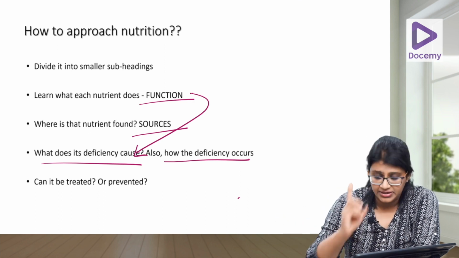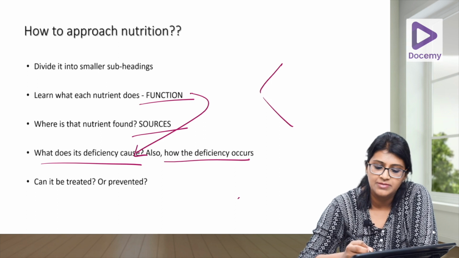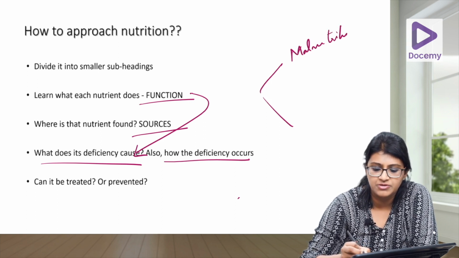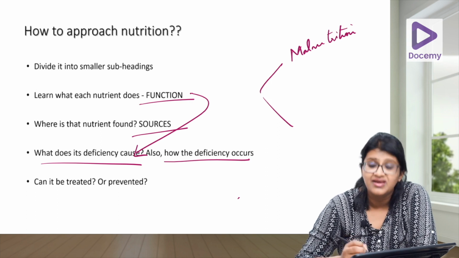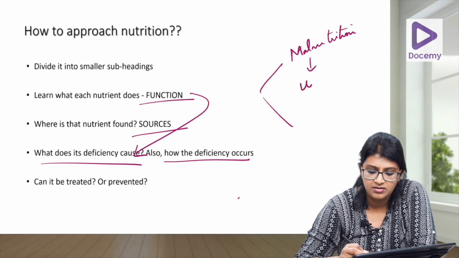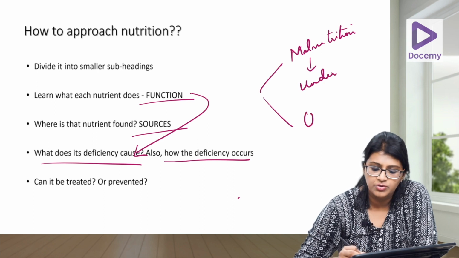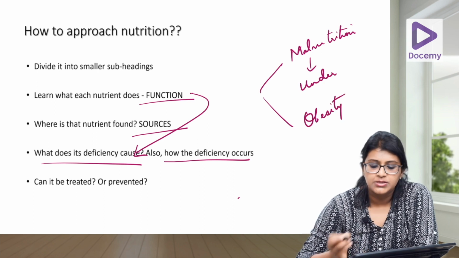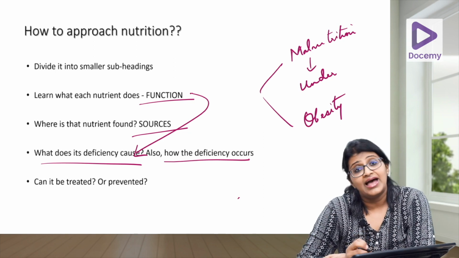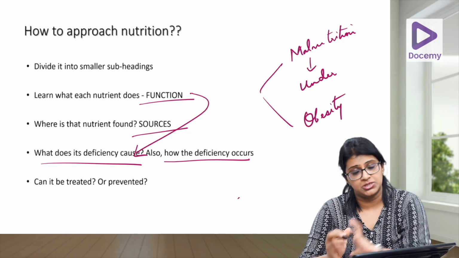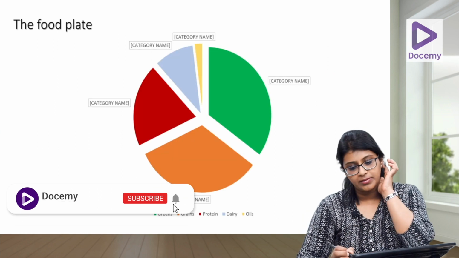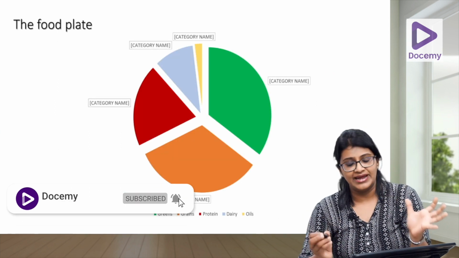Now, always remember again that there are two extremes of the spectrum. So you have malnutrition, which is deficiency of nutrients itself, but you can also have excess. So you can have under and you can have overnutrition, which would lead to obesity. So always remember that both of these ends of the spectrum occur, and you will need to apply nutrition in both of these cases. Now, let's generally just talk about what the food plate looks like.